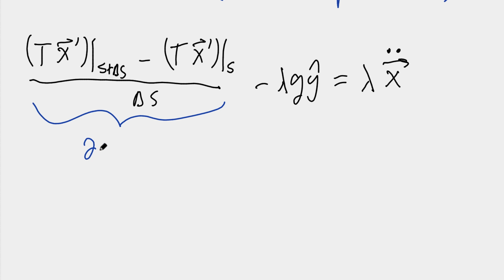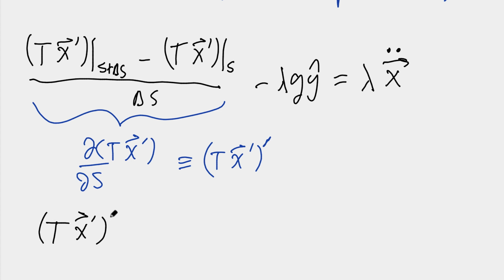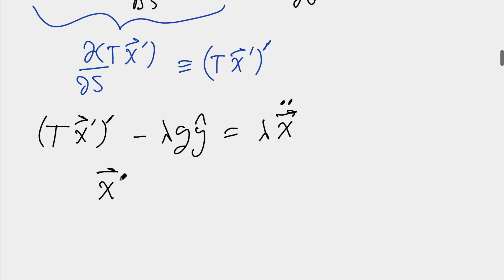So this is the partial with respect to s of T times x vector prime. And I'll denote that for simplicity as just T times x vector prime, and this whole quantity primed. This gives us the following partial differential equation that governs the motion of the chain. It's the tension T times x vector prime, all of that primed, minus lambda g times y hat equals lambda times x double dot, where the primes denote derivatives with respect to the parameter s, the dots denote derivatives with respect to time, and remember we also have the side condition that x vector prime is a unit vector.